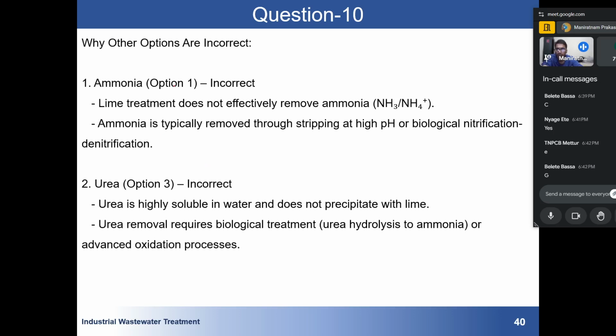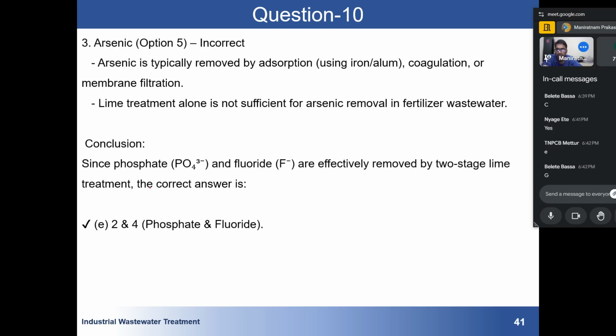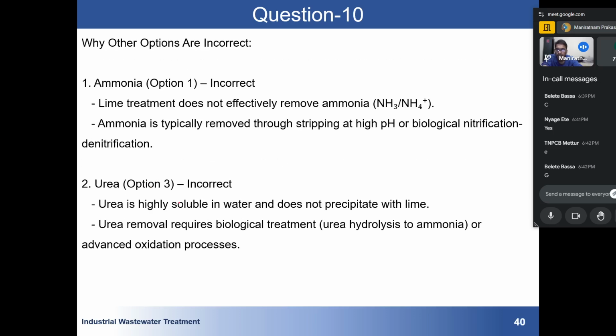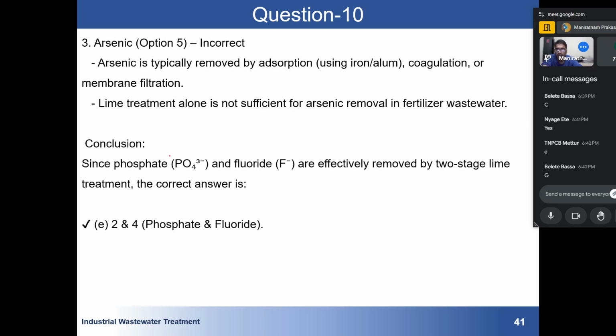Why not ammonia? Lime treatment does not effectively remove ammonia. Ammonia is typically removed through a stripping process. We have seen this thing. Urea is highly soluble in water and does not precipitate with lime. Urea removal requires biological treatment or advanced oxidation process. Arsenic is typically removed by adsorption on iron and coagulation. Lime process alone is not sufficient for arsenic removal. Okay, conclusion: only phosphate and fluoride are removed. I hope the one who was saying arsenic, you got it.